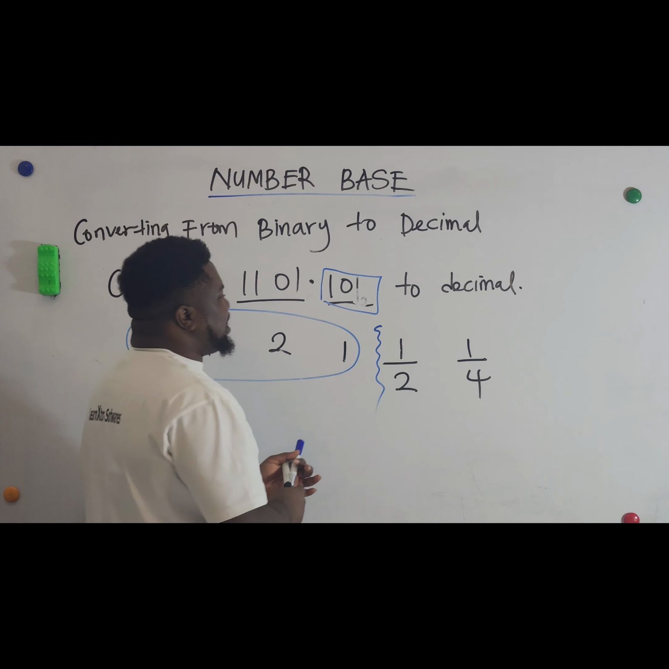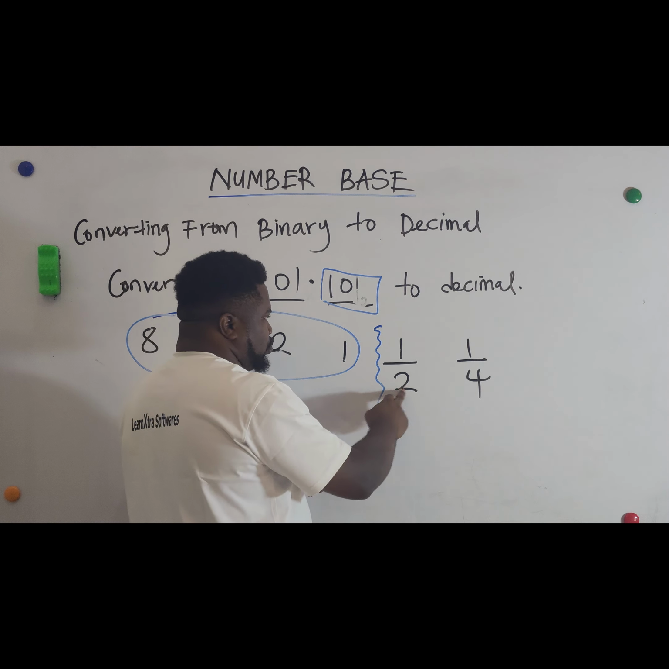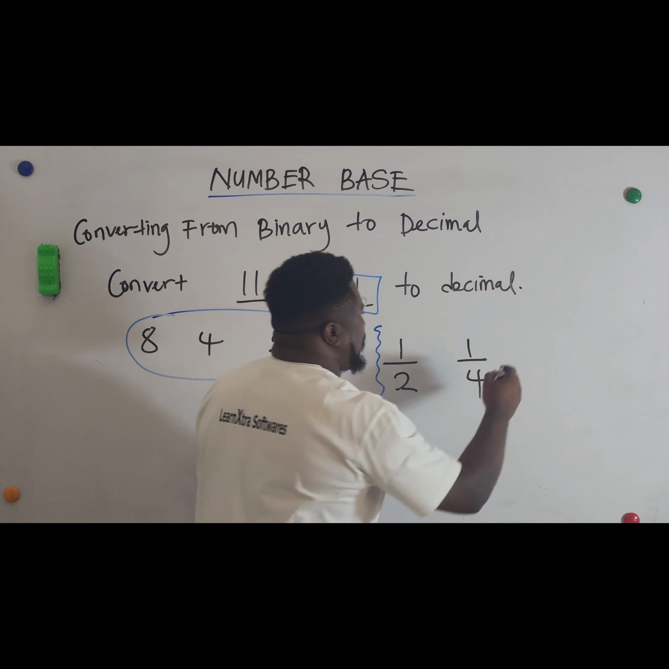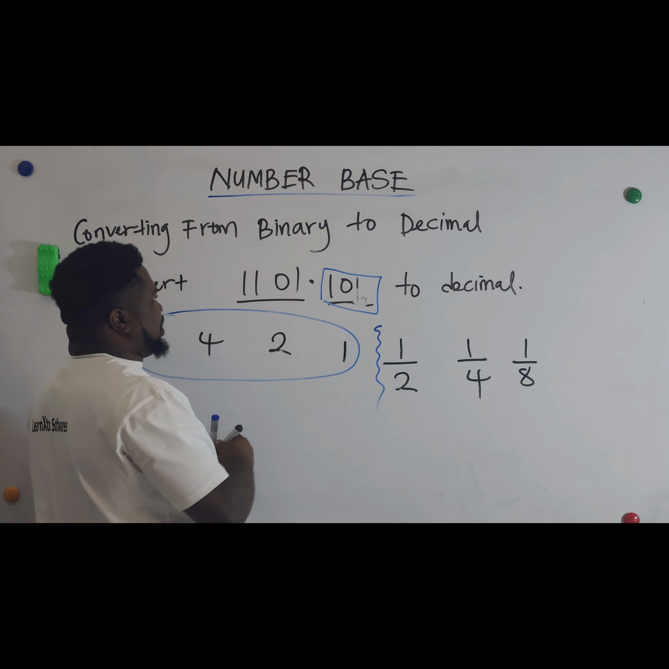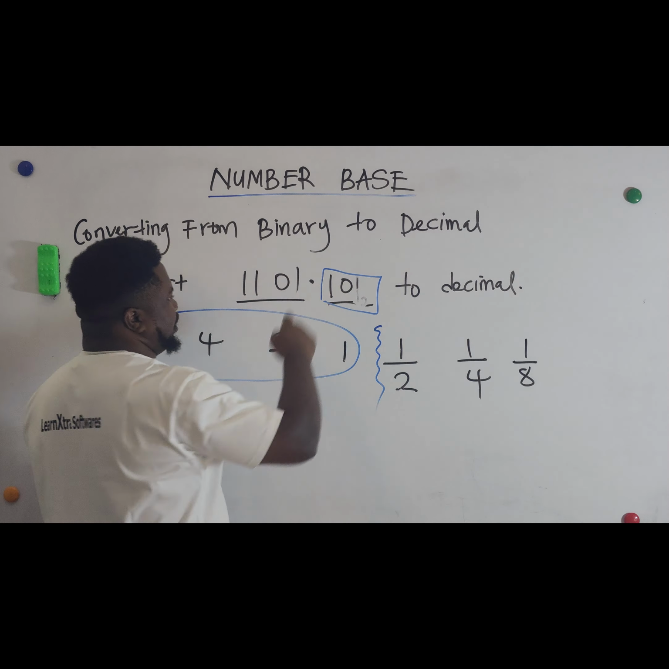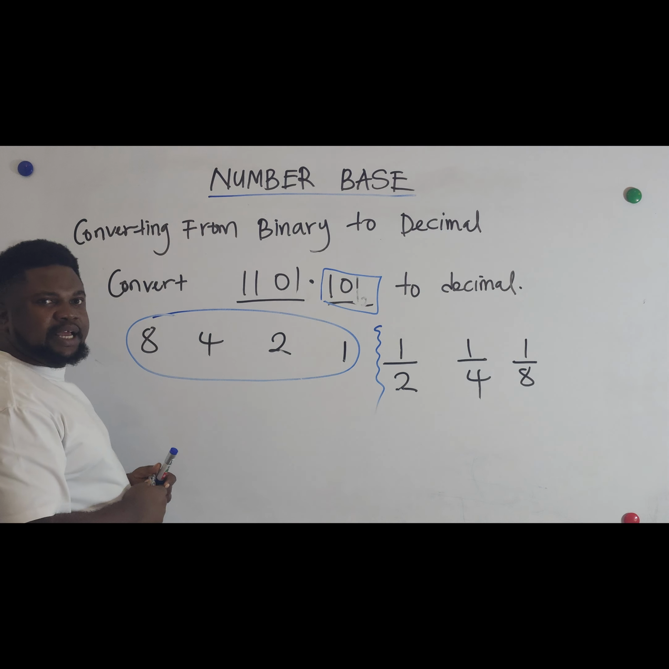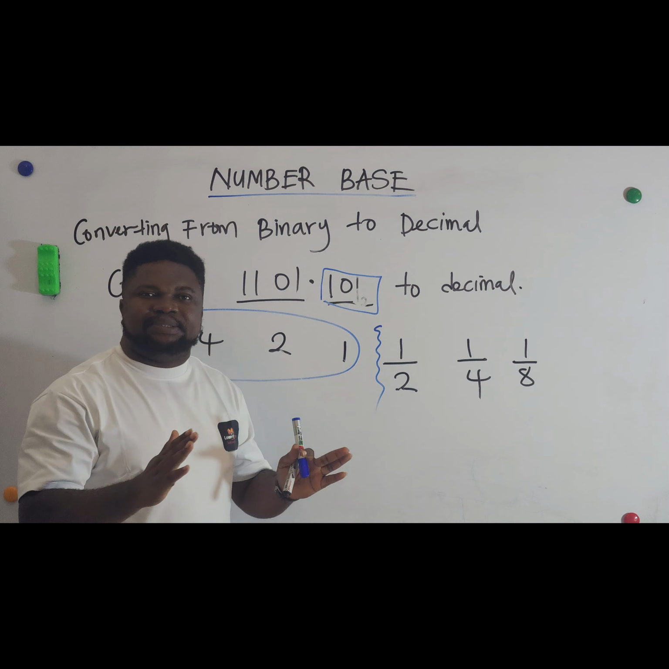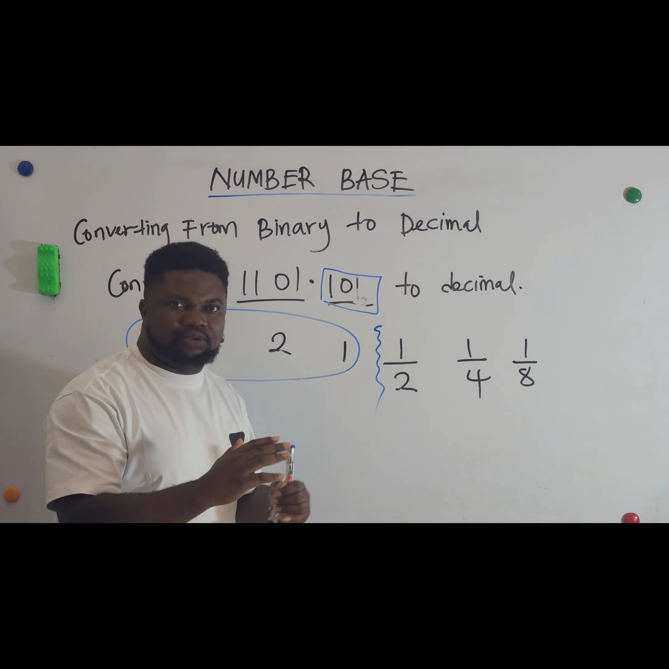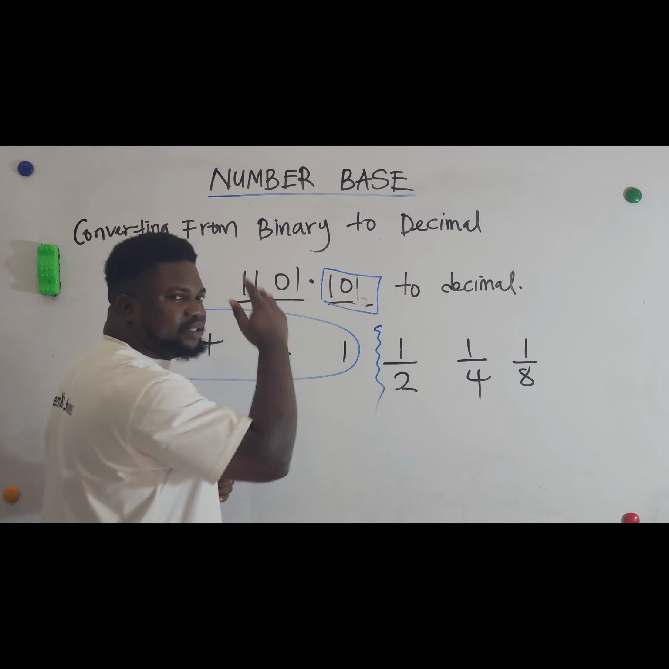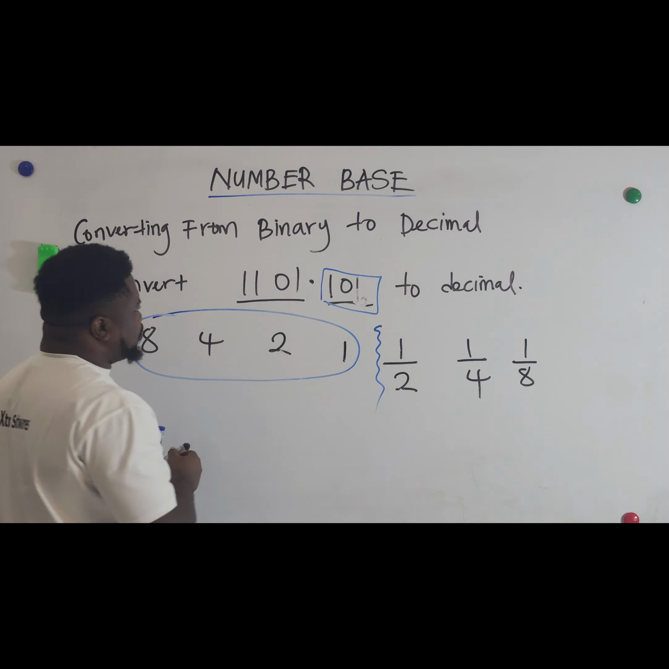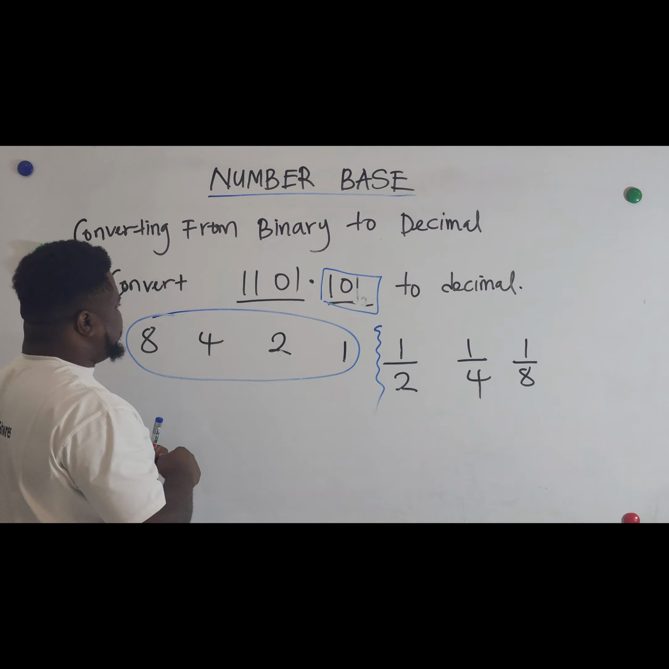So that's it. Next is going to be 2, 4. Here becomes 1 over 8. We have those 3 numbers here, 1, 2, 3. So now let's place them well. We call this thing the position value method. It's the first way of moving from binary towards decimal. So let's place this.